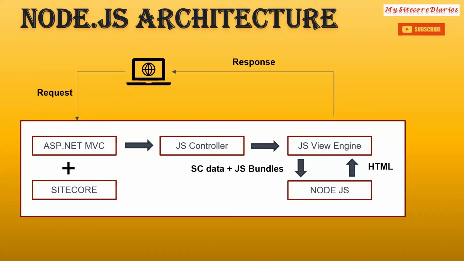Then instead of rendering the MVC view, it is given to the custom JS controller, which bundles JS data, that is the content data, and JS bundles, that is your JavaScript code or JS script code, and it is given to the JS view engine in the Node.js server. Here Node.js collects the data, runs the JS bundle and provides the HTML response, and that HTML response is given back to the browser. So this is how Node.js rendering handles all the requests in the Sitecore headless architecture.